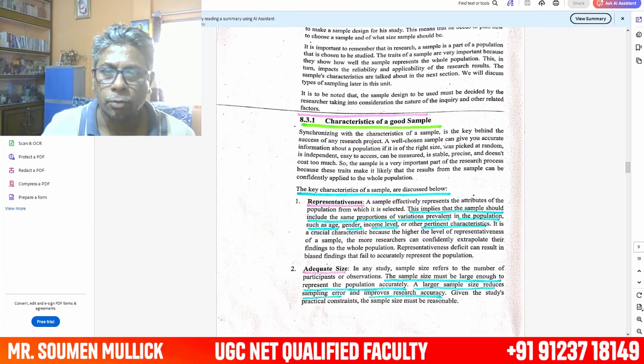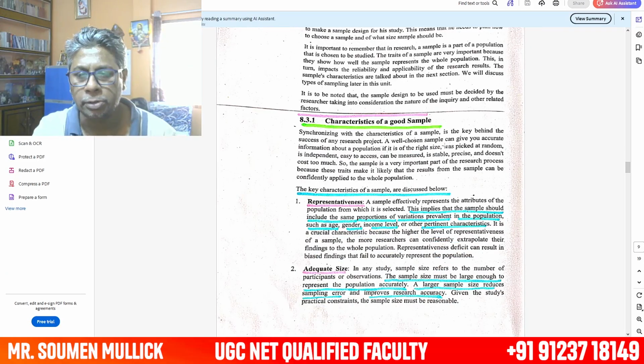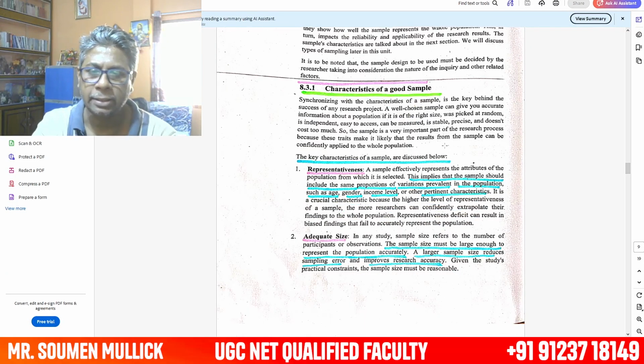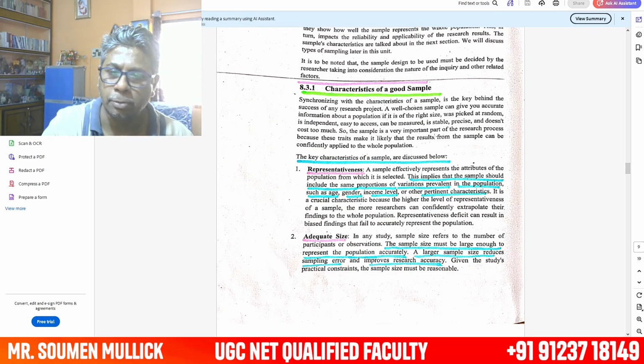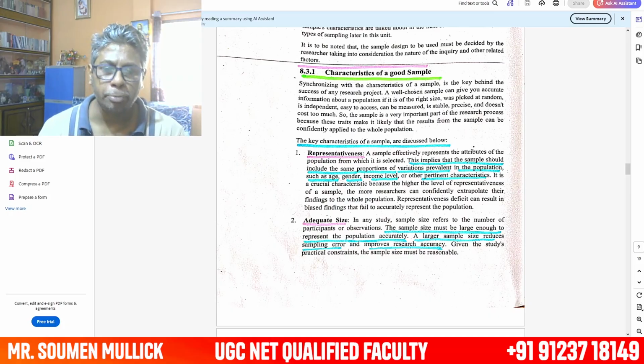Okay. So what are the important characteristics of a good sample? What are the key characteristics of a good sample? The key characteristics of a sample are discussed below. The sample should be representative.